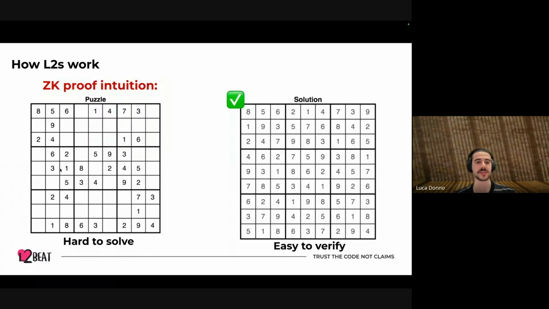The intuition for ZK proofs is, I use Sudoku puzzles here. Solving a Sudoku puzzle is difficult. It takes a lot of time. If you have done some computational complexity in theoretical computer science, it is an NP-complete problem. It's difficult computationally, but verifying that a solution to a Sudoku puzzle is correct is trivial. So there is this asymmetry between executing a problem, like solving the problem, and verifying that a solution is correct.